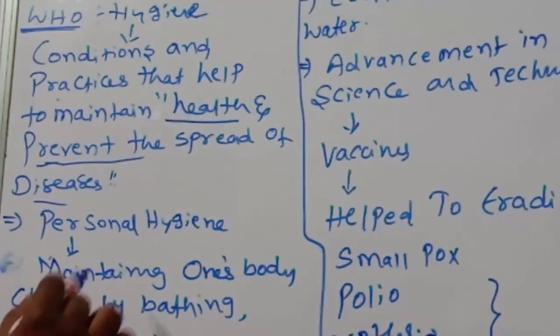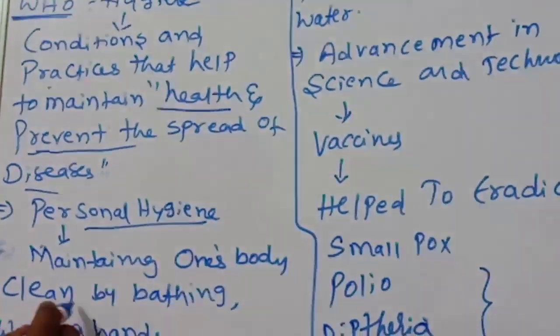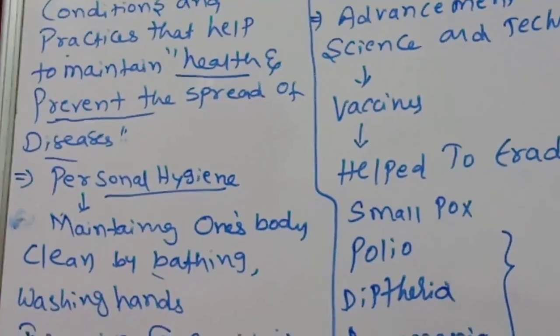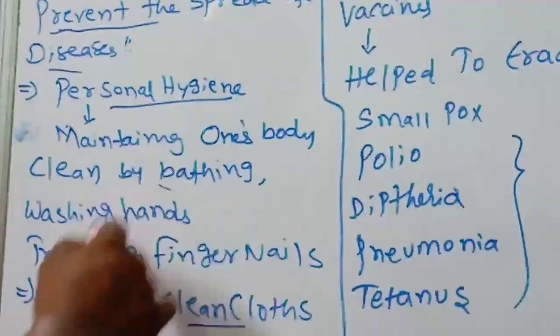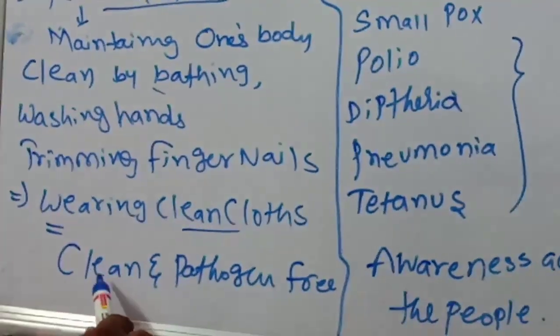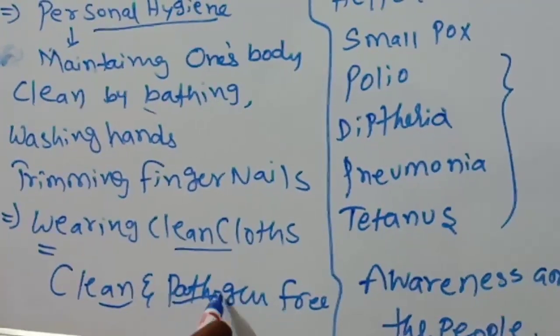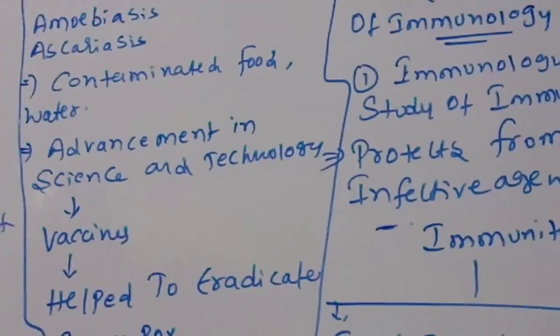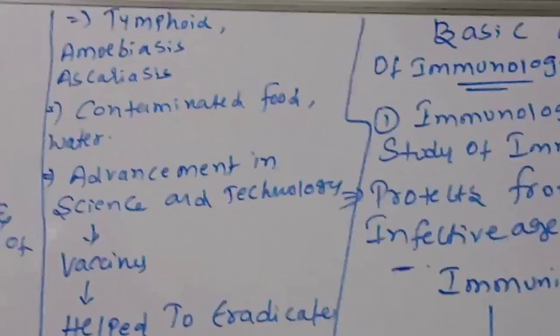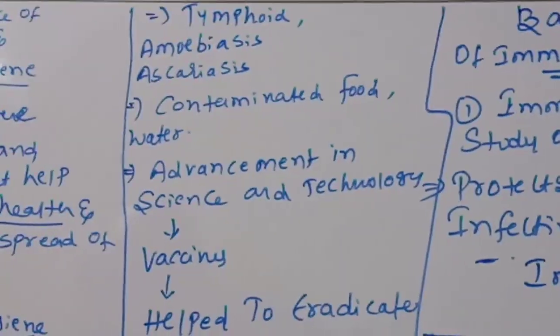What is the meaning of personal hygiene? Maintaining one's body clean by bathing, washing hands, trimming fingernails, and wearing clean clothes. These all are related to personal hygiene, and also clean and pathogen-free toilets and washrooms. While coming out from the washroom, wash your hands. These all come under personal hygiene and good habits.